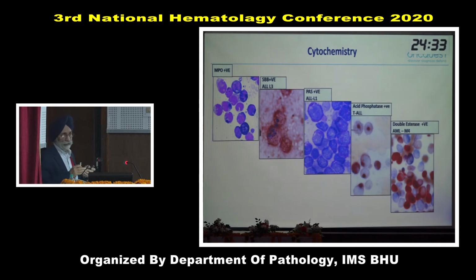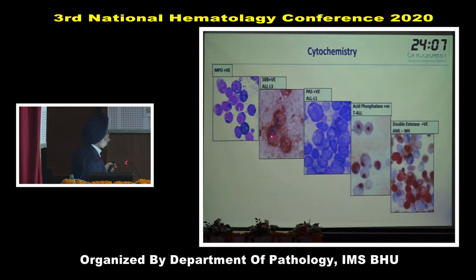To just give you a glimpse of how useful these cytochemical stains are: MPO positive, you find these Auer rods positive, and then you find positivity in the blast cells, which confirms by and large AML. 85 to 90% of the acute leukemias can be diagnosed if they are MPO positive or negative.